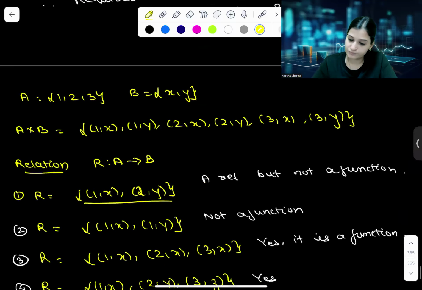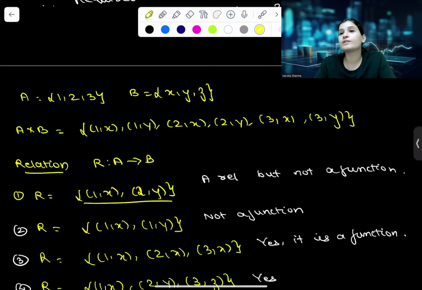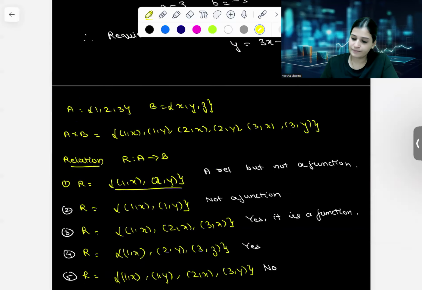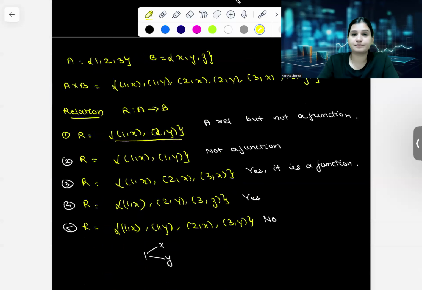Oh, my fault. It has to be said. Otherwise, fourth would not even have been a relation. Done? Write this example, please.